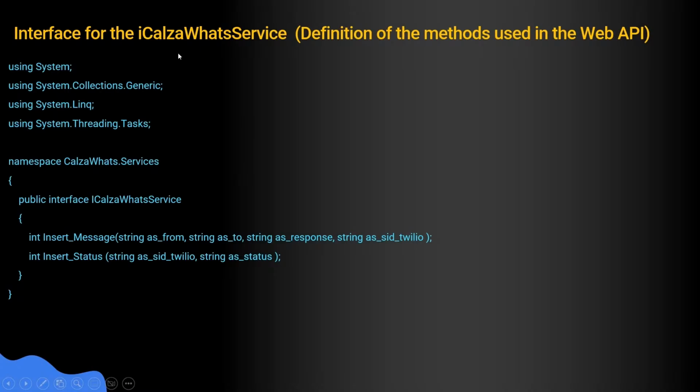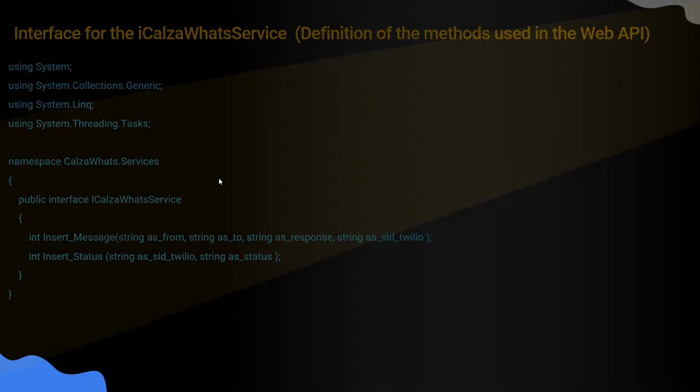We also have the interface for the CalsaWhat service. Here is the definition of the methods that we use in our web API. In this web API, I just have two methods. So this is our interface. We have the insert message method, where we pass parameters like from WhatsApp number to another WhatsApp number, the response of the message, and the message ID. For the status, we have insert status, with the SID of the message in Twilio and the status. So that's everything for the C# web API that you need to do.